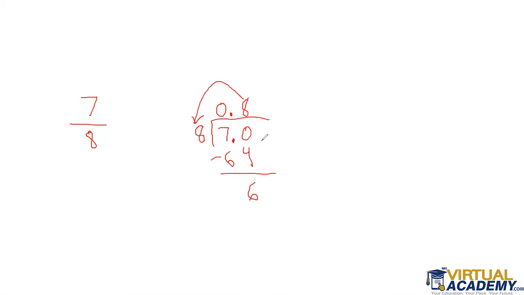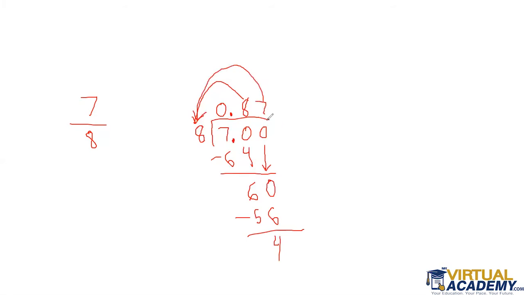We did not get a remainder of 0. So we have to create another 0. Bring it down to get 60, right? 8 goes into 60 7 times because 7 times 8 is 56. Okay? 8 times would be too much because 8 times 8 is 64, and 64 is bigger than 60, right? So 7 times 8 is 56. We subtract that, we get 4.